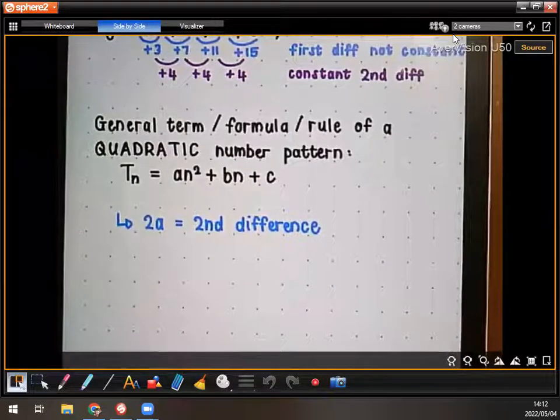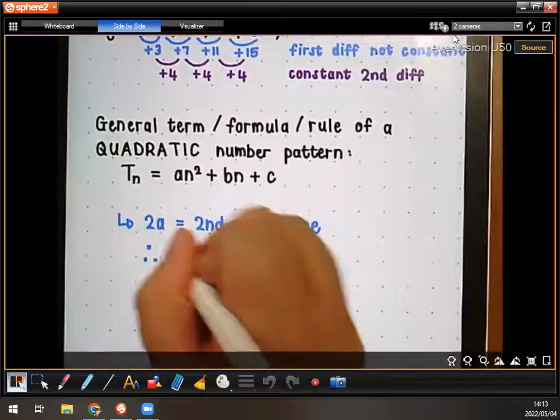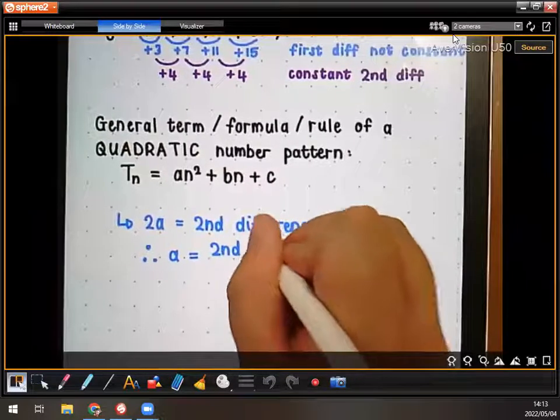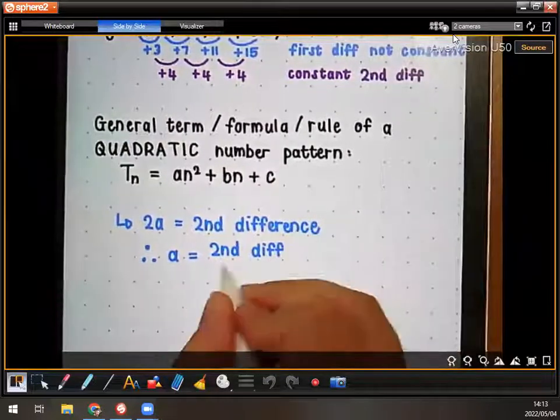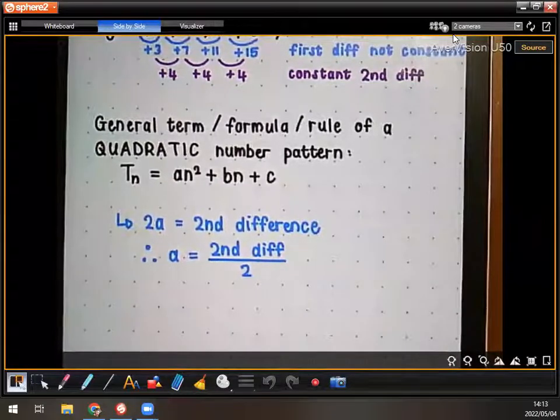2a is always your second difference. So how do you get a on its own? What did you do with that 2? You're going to divide the second difference by 2. You can actually do that straight from the start. a is the second difference over 2. That is the formula that you are going to use to find your a value. You always have to do that first.